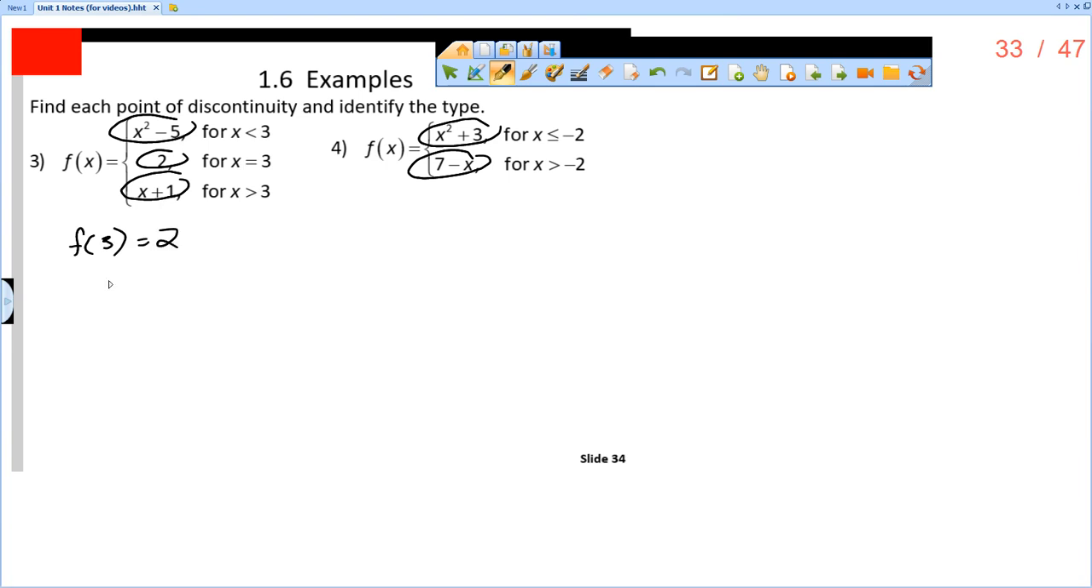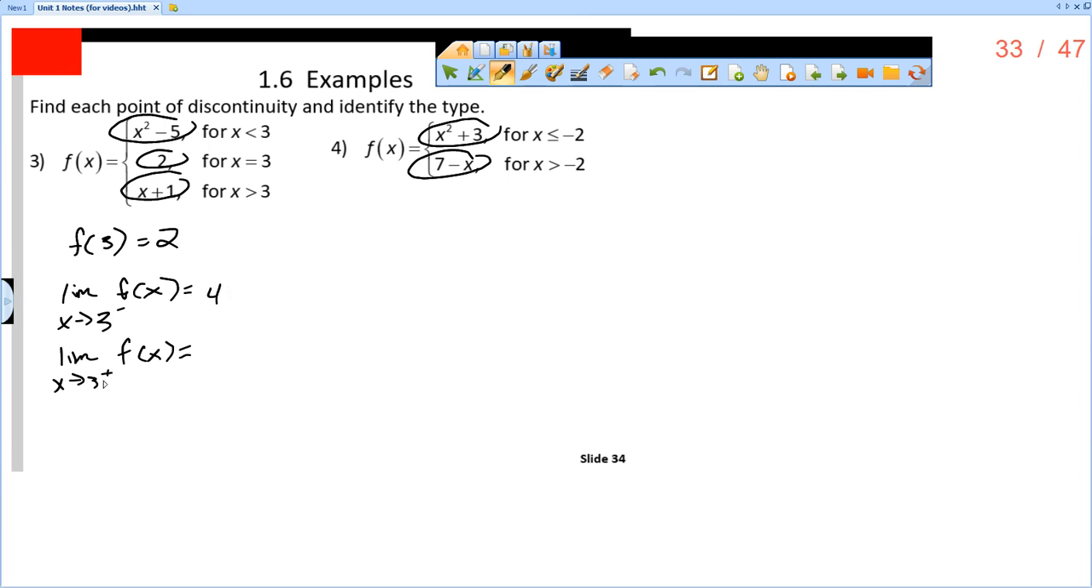So f of 3 is 2, so that's nice. Then we want to evaluate the limit as x approaches 3 of f of x, right? In order to evaluate the limit as x approaches 3, we're going to evaluate the limit as x approaches 3 from the left and the limit as x approaches 3 from the right of f of x. All right, so we evaluate the limit as x approaches 3 from the left. That would be by evaluating 3 in the top piece, right? So if I evaluate 3, I get 3 squared, 9 minus 5 is 4.